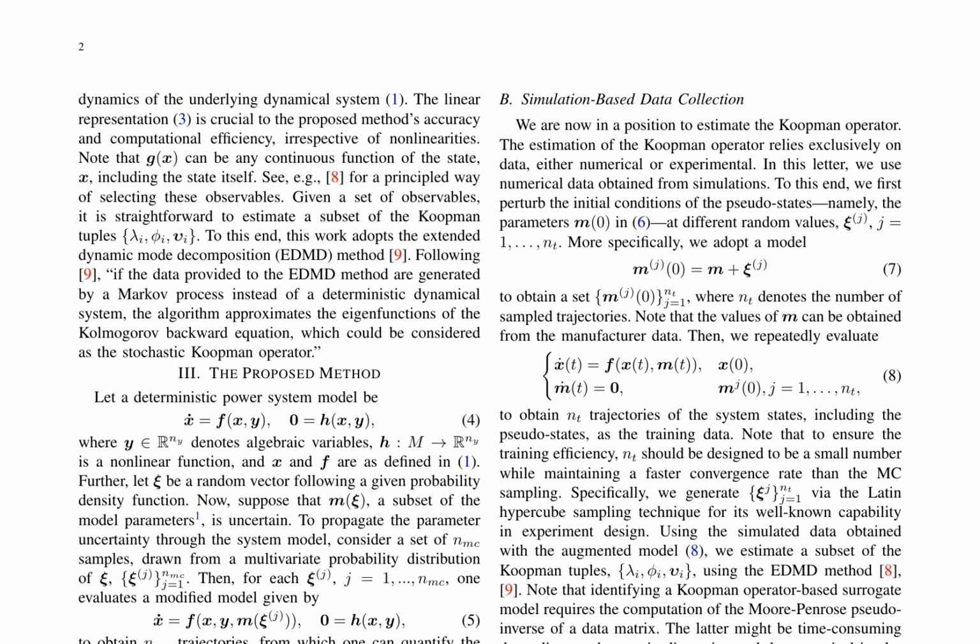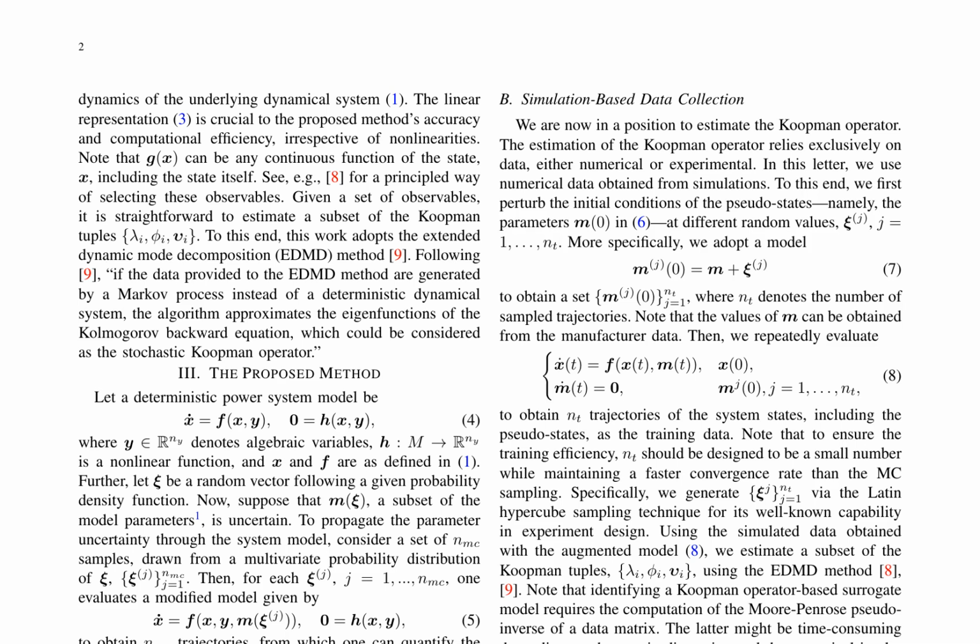This research paper introduces a novel method for uncertainty quantification in power systems using the Koopman operator, a mathematical tool used to analyze complex dynamical systems. Focusing on the dynamic model of synchronous generators, the paper considers both system states and model parameters as variables in an augmented model. This allows for the propagation of parameter uncertainties through the system, using the Koopman operator framework.